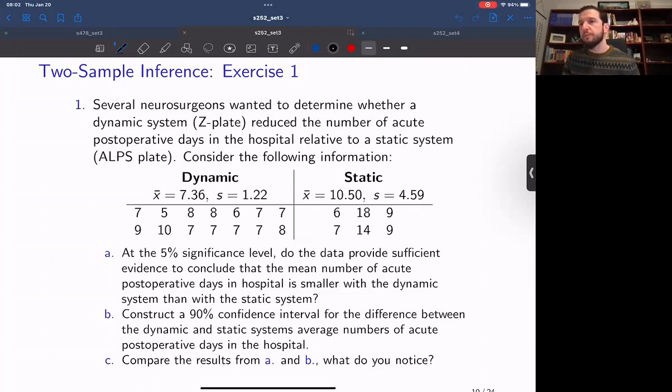We left off at the end of exercise letter A. In part A, we were running a lower tail hypothesis test at the 5% significance level. In part B, we want to construct a 90% interval for the difference between the dynamic and static population averages. And in part C, we want to compare the results. In part C, we're going to talk a little bit about what you will notice when you're running hypothesis tests and confidence intervals using the same critical value.